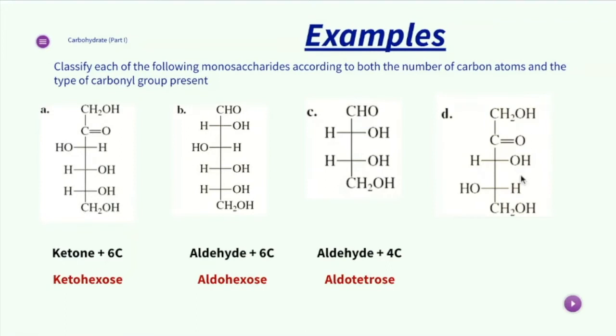And how about this one? Where is the functional group? Ketose. So this is the functional group of a ketose, right? So it has 1, 2, 3, 4, 5 carbons. So it is a ketopentose. So that's how you classify each monosaccharide based on the carbonyl functional group, whether it is aldehyde or ketone, and also the number of carbons.